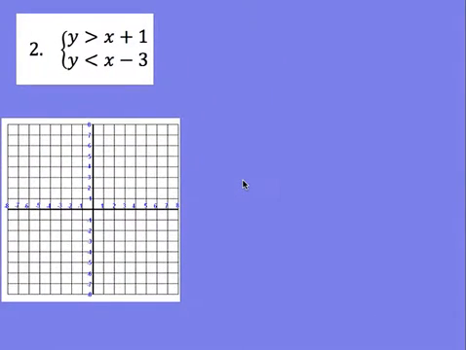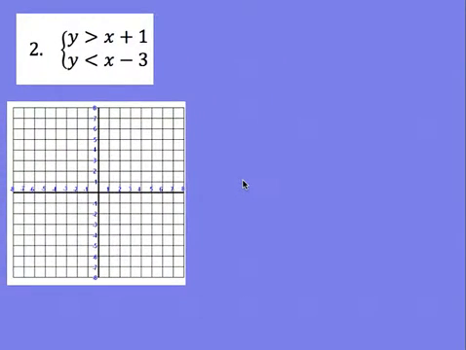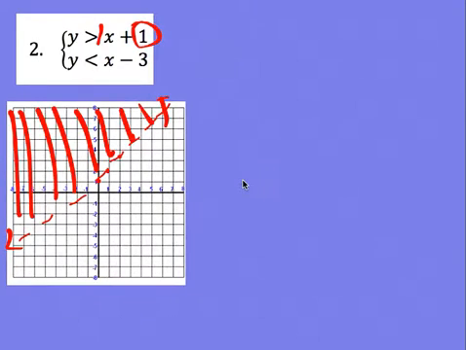For number 2, I notice that it's already in slope-intercept form, so I can go ahead and graph it. For this first one, I'm crossing the y-axis at 1. And then my slope is 1, so that's up 1 over 1, up 1 over 1. Then we're going to have dashes through it. Since the alligator's facing the y, I need to shade up.